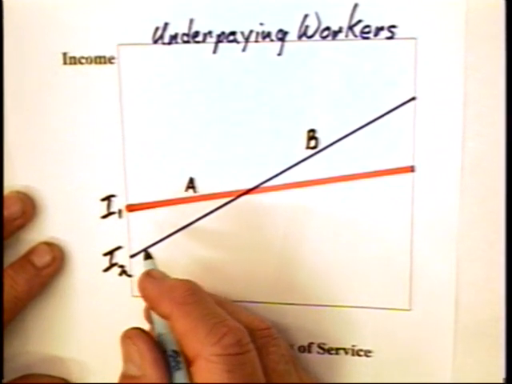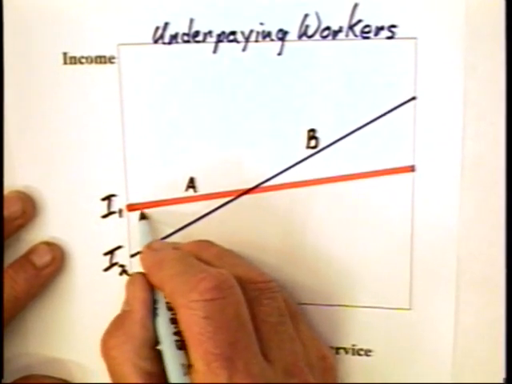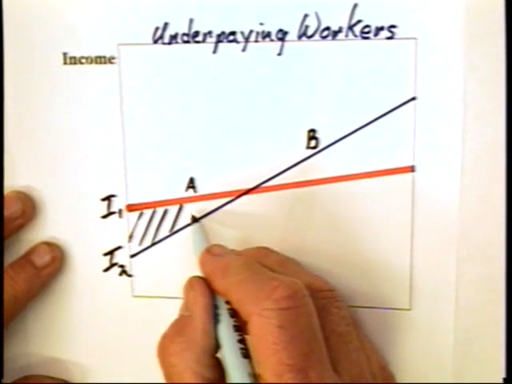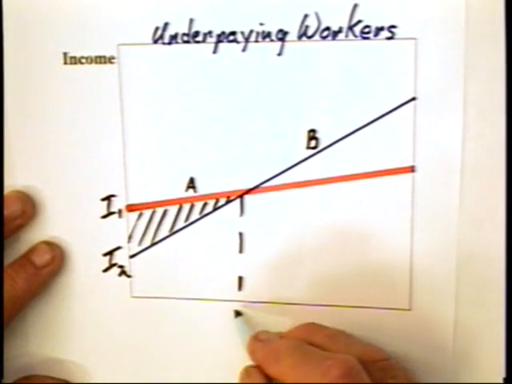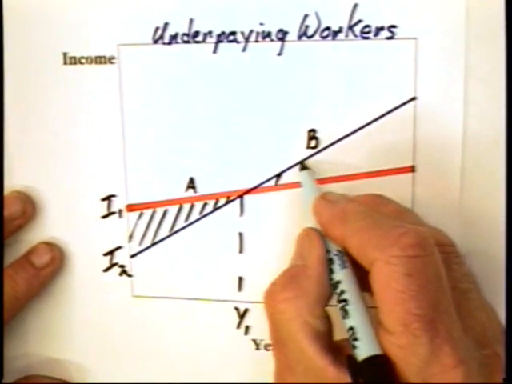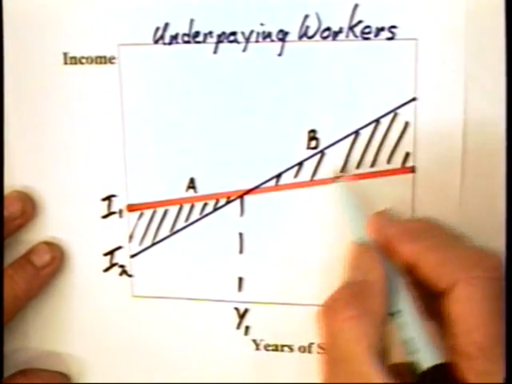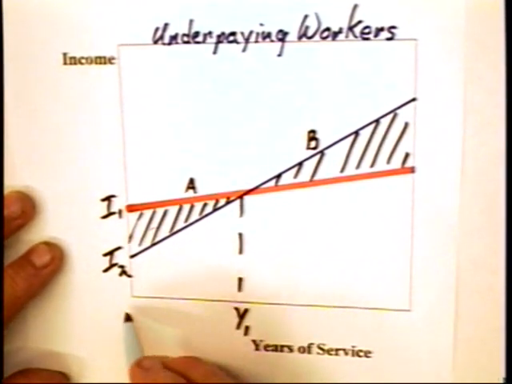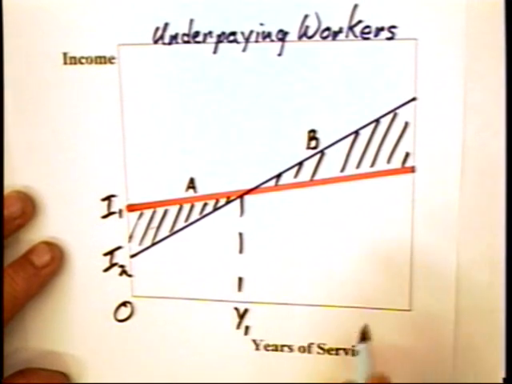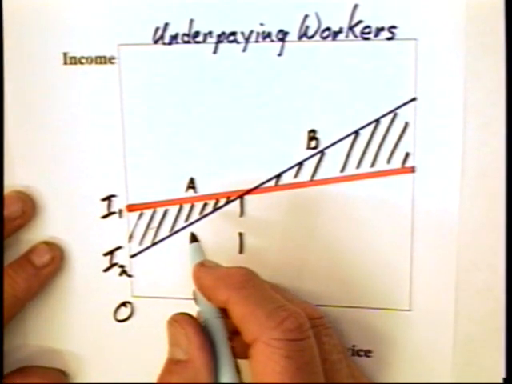Well, that may in fact be attractive to employees, but only if the underpayment, which is the difference between the red and the darker blue line, this underpayment through year Y1, is more than compensated by an overpayment later on. And of course, the present discounted value of this overpayment must exceed the underpayment from the start of his or her career to year Y1. Well, there may be some gains here, but there may be more gains than might be expected.